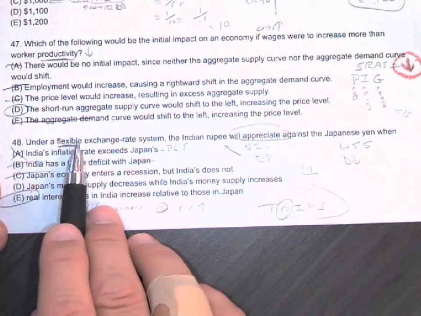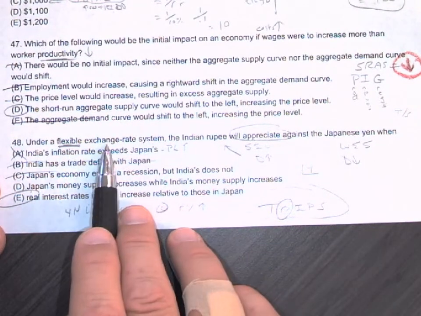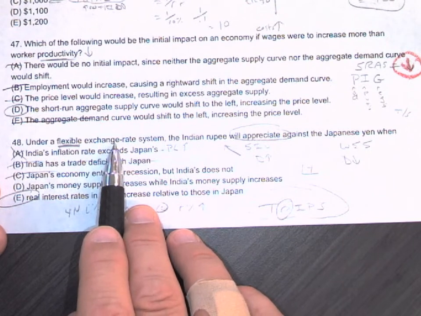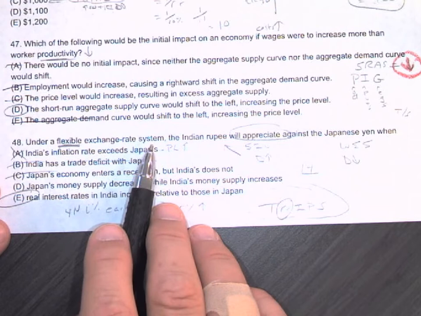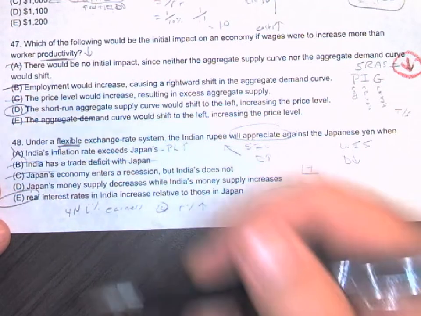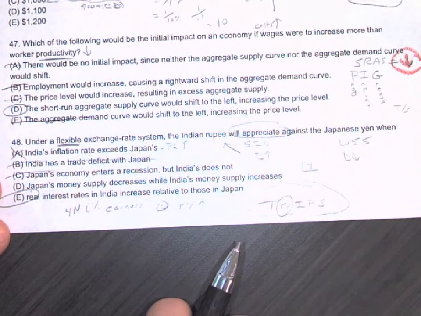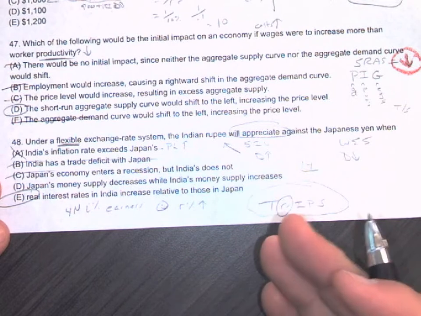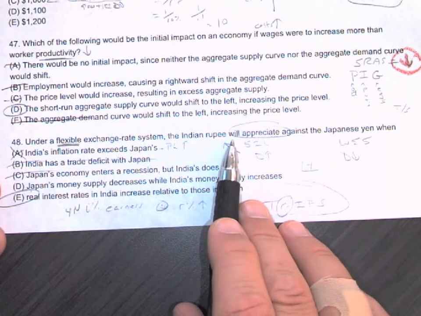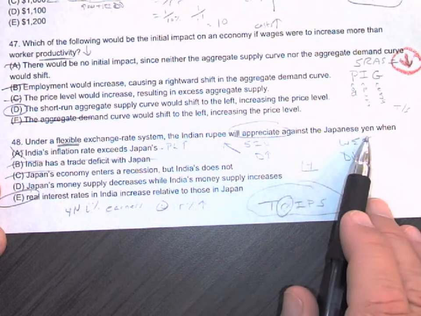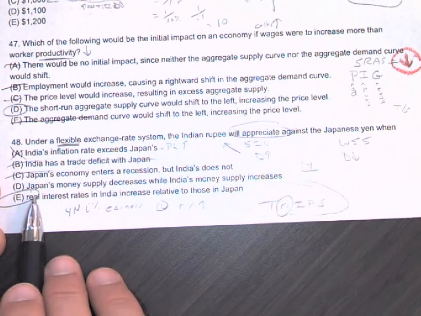Under a flexible exchange rate system. Okay? This is kind of a distractor or a given. Everyone has a flexible exchange rate system. There's no set amount for how many pesos you get when you go to Mexico. Okay? It has to change. It has to alter. Okay? So every country uses flexible. Okay? The Indian rupee will appreciate against the yen, which things happen.